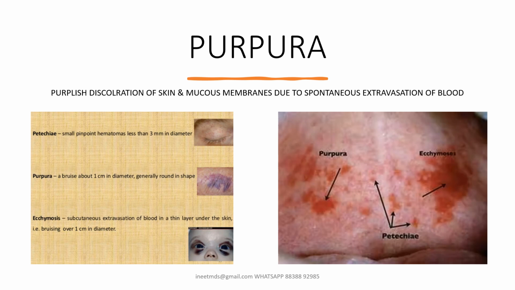So, 1 to 3 mm in diameter is petechiae, whereas purpura is more than 3 mm and less than 1 cm in diameter, whereas ecchymoses are large subcutaneous extravasation of blood, and it is usually larger in size, greater than 1 cm in diameter, then we call it ecchymosis. So, all of them are extravasation of blood basically.